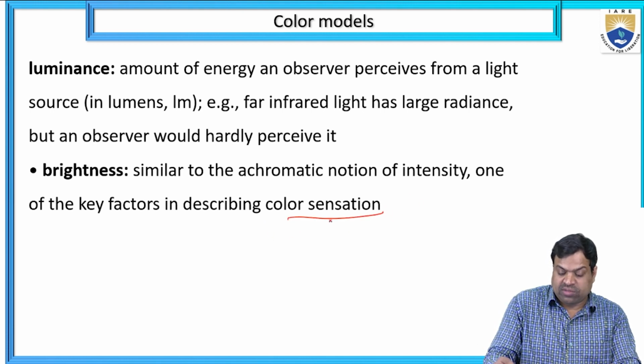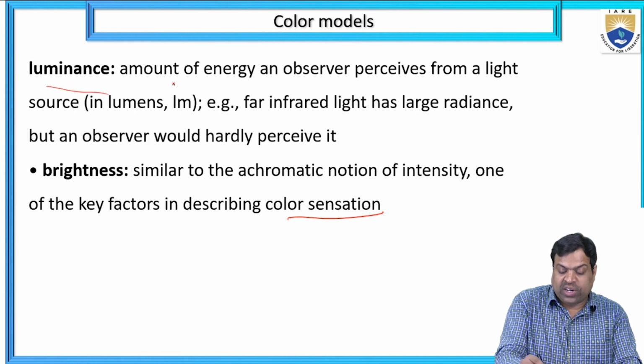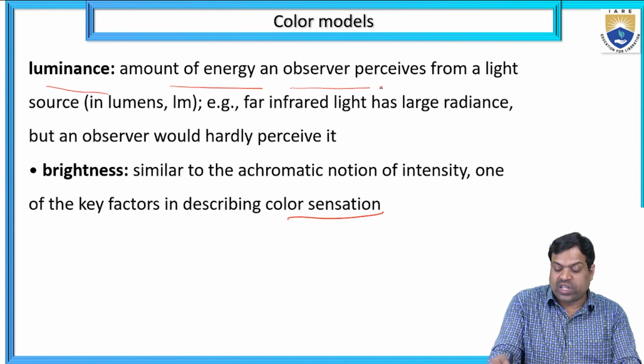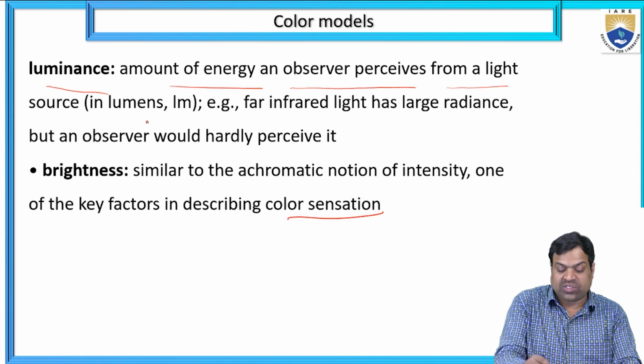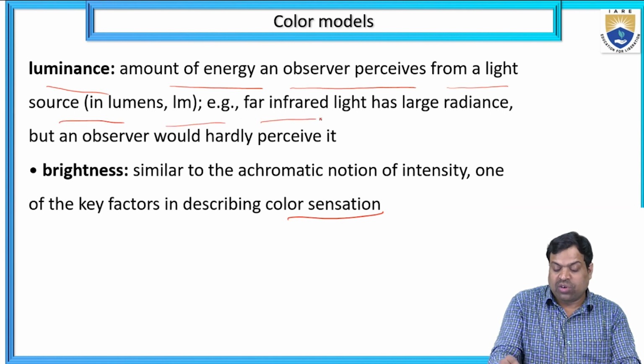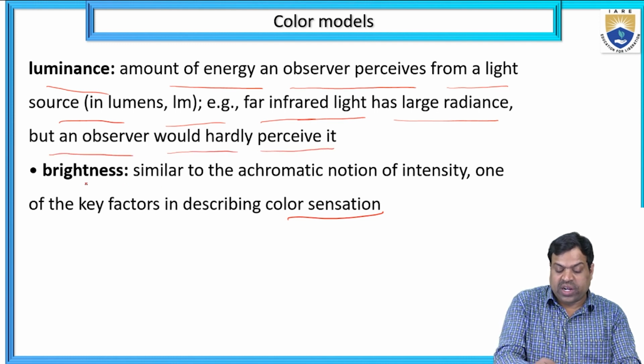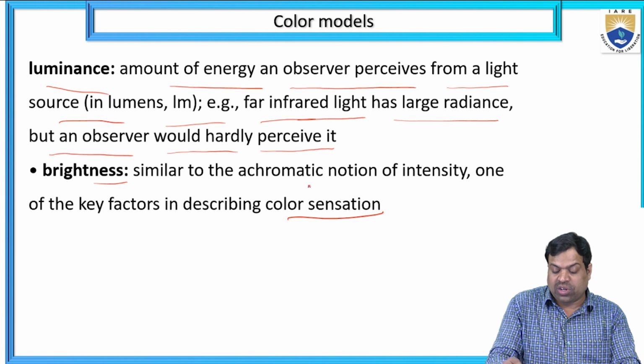But here, what does luminance mean? The amount of energy an observer perceives from a light source. For example, far infrared light has large radiance, but an observer would hardly perceive it. And what is brightness? Similar to the achromatic notion of intensity, one of the key factors in describing color sensation.